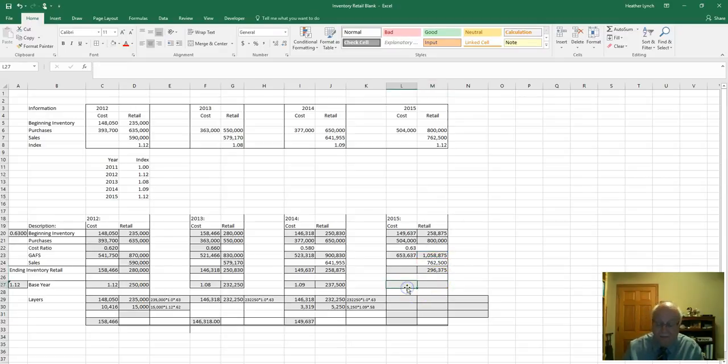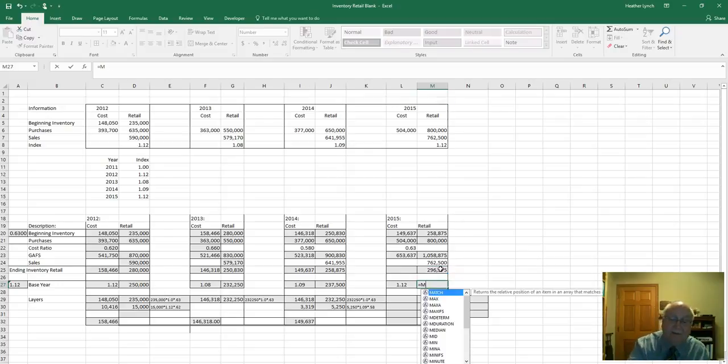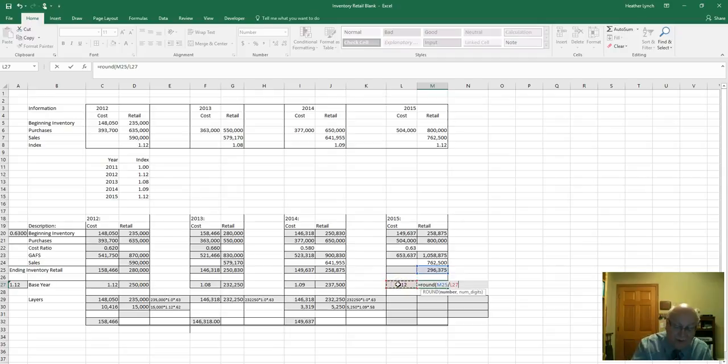296,375. Then we bring down our index right here, 1.12. And then here, for the base year, we take the 296. I'm going to round it because I know it's going to be off. 296 divided by the 1.12, 0 decimals. It gives you 264,621. And again, you notice it went up. So, because the year before it was 258.